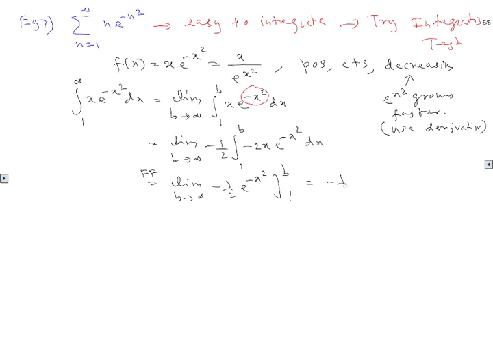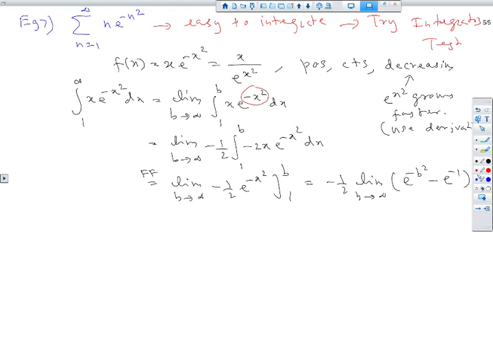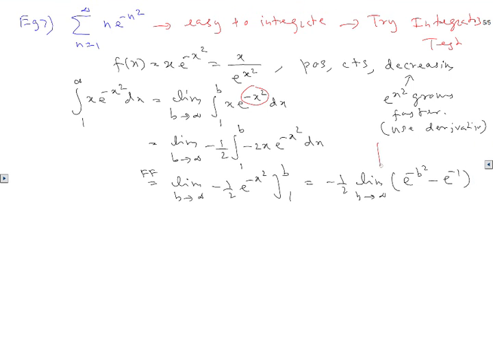Just plug in the numbers there. So it's negative 1/2 times the limit as b goes to infinity. If you plug in b, you get e to the negative b squared minus e to the minus 1. That's what you get. And we know that the exponential graph looks like that, which means when b goes to infinity, this goes to 0. So that term goes to 0.